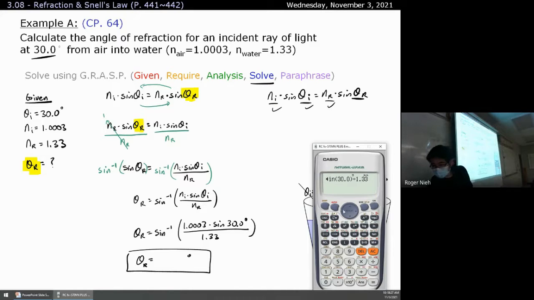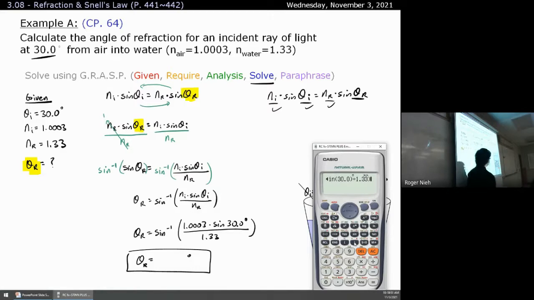Now something else: this calculator open bracketed for me at the beginning as well. If it didn't do it automatically, I hope you filled in that one, because that's important. We are doing the sine inverse of everything inside the brackets. So sine to the negative 1 of everything here, all divided by 1.33, and then we need to close bracket it.